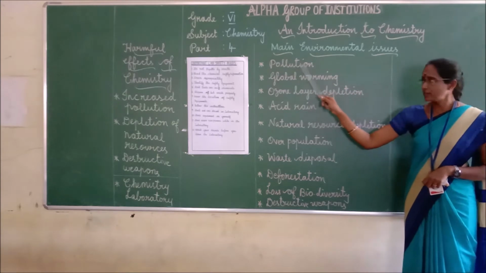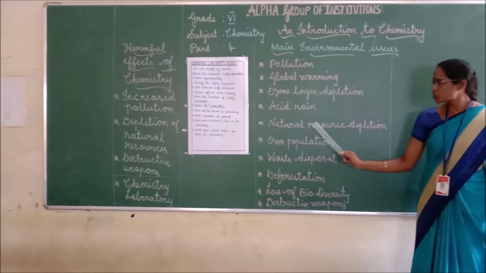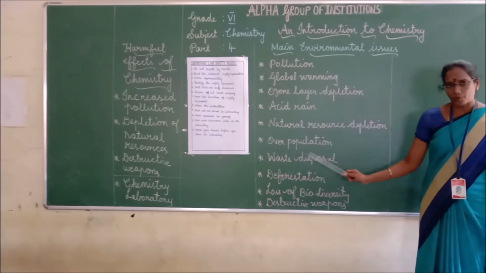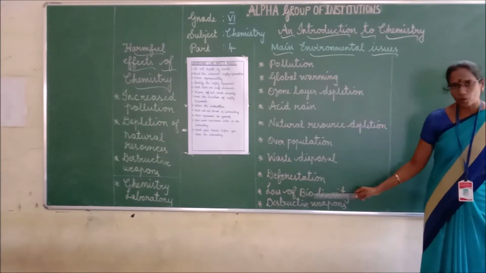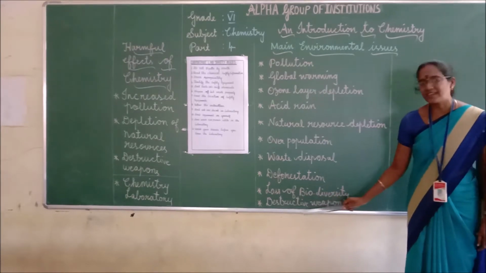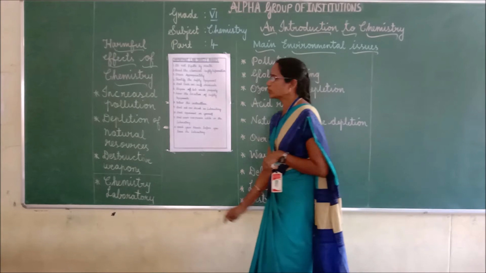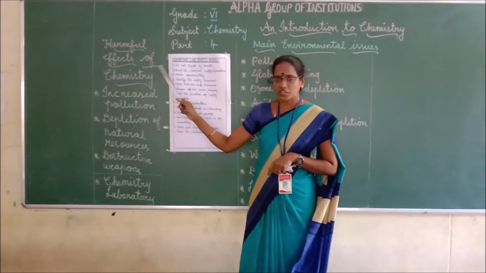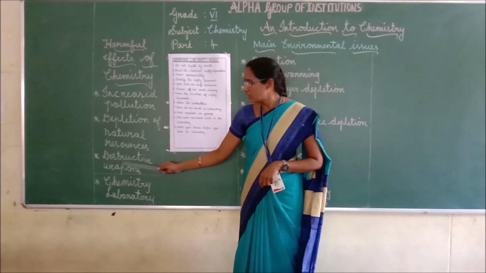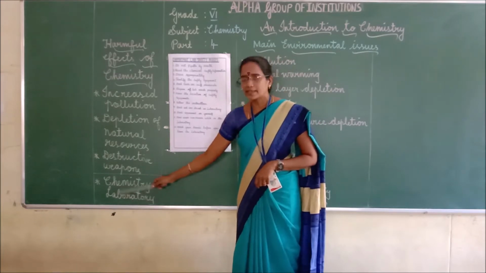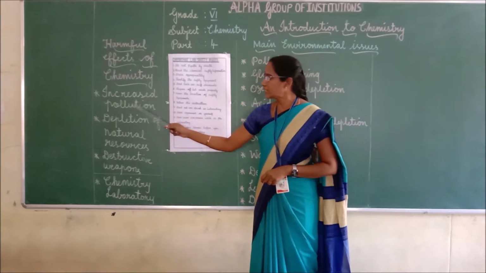First one, pollution, global warming, ozone layer depletion, acid rain, natural resource depletion, overpopulation, waste disposal, deforestation, loss of biodiversity, and the last one is destructive weapons. Okay. So in this session, we are going to discuss a few things about the harmful effects of chemistry, particularly increased pollution, depletion of natural resources, destructive weapons, followed by a few things about the chemistry laboratory. First, we can move to increased pollution.